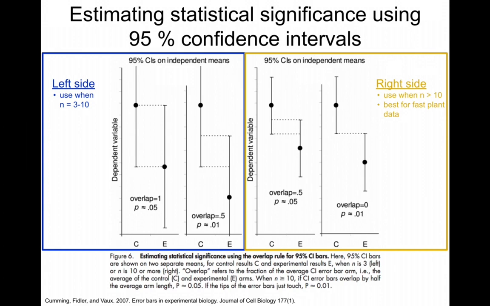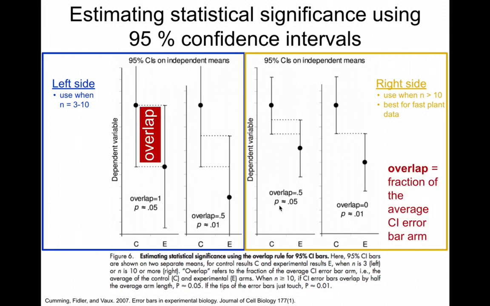And if we're just focused on the gold square, the right side of our figure 6, we're looking at two different instances. One instance on the left is showing us when the overlap is half of an arm. And by overlap, we're talking about comparing the control to the experimental. And we're looking at the actual arms of the error bar. And we're comparing the amount of overlap, if there is any, based upon the fraction of the average confidence error bar arm.